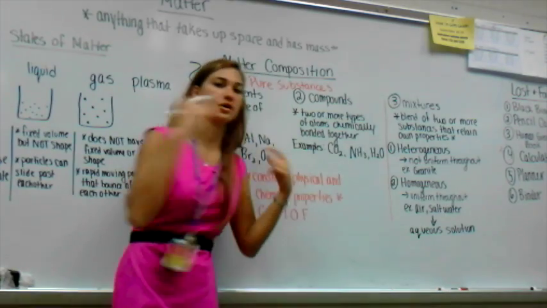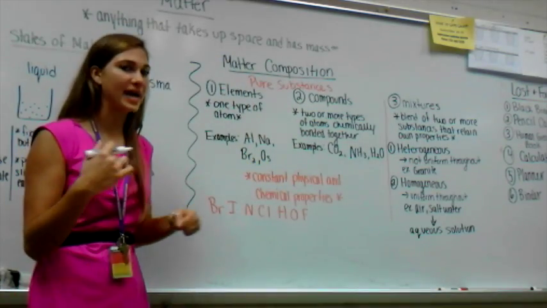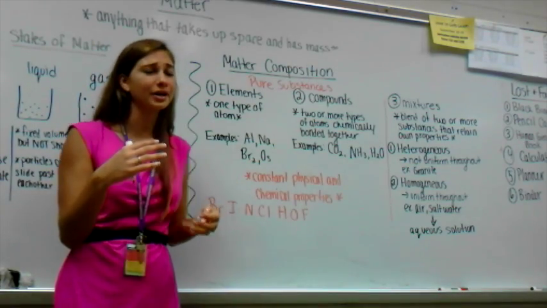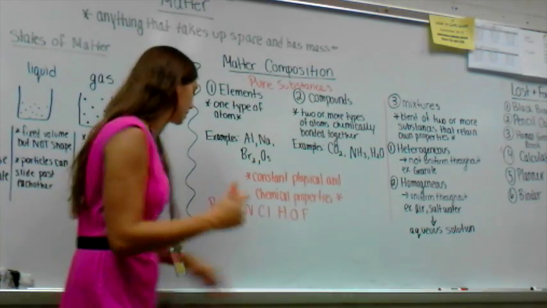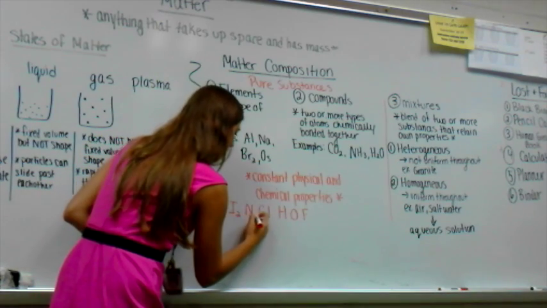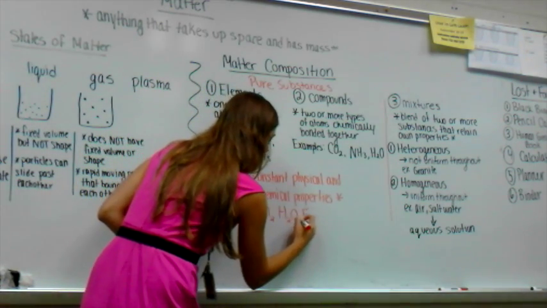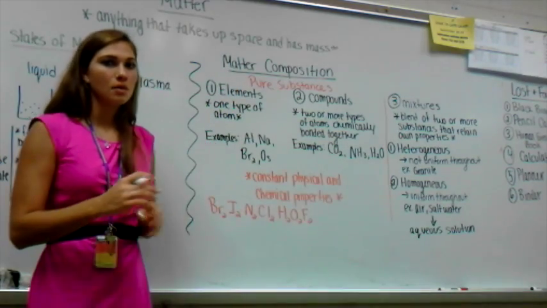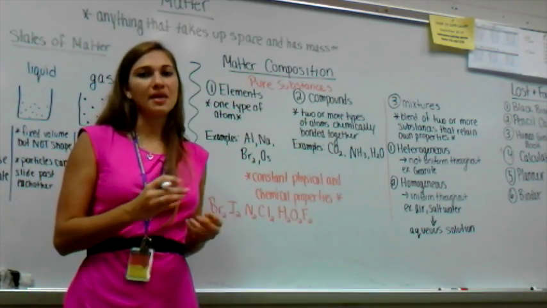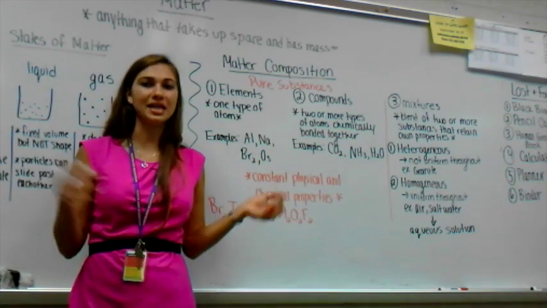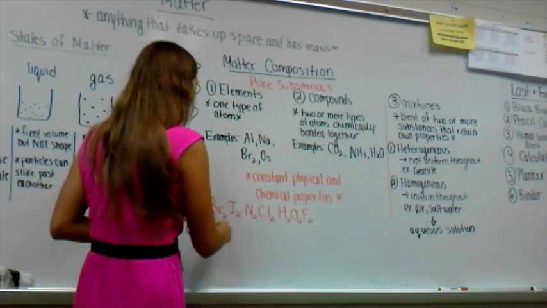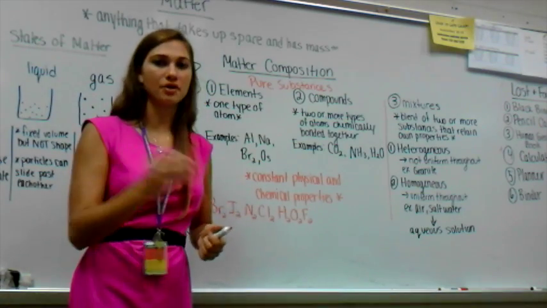Now remember, you hear me say Brinkelhoff, that's the way I remember them. If you spell out that funny word or sound out that funny word, it gets all of your elements. So Br2, I2, N2, Cl2, H2, O2, F2. You need to know all of these. Basically, a diatomic element is saying that whenever it is not in a compound, and I'll talk about what a compound is in just a second, they have to be paired with one another like itself.